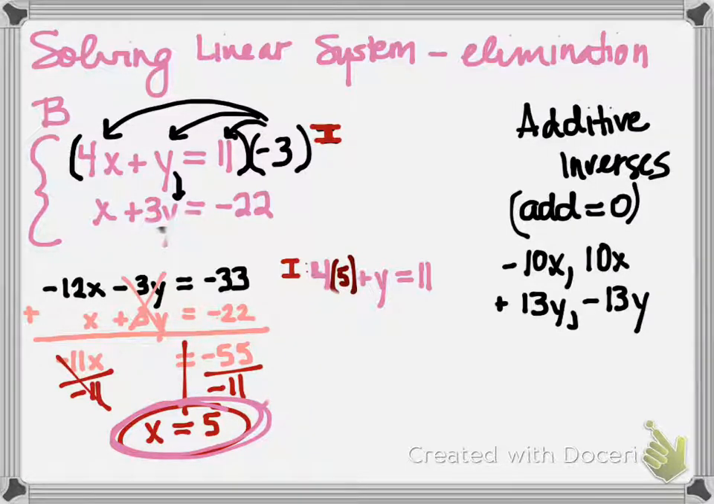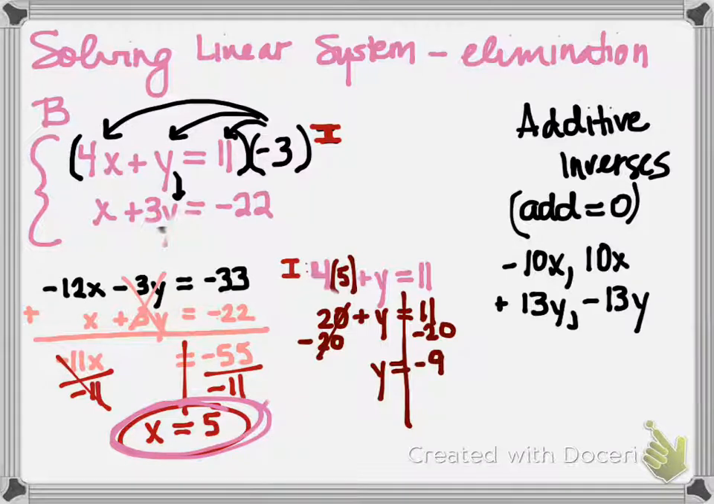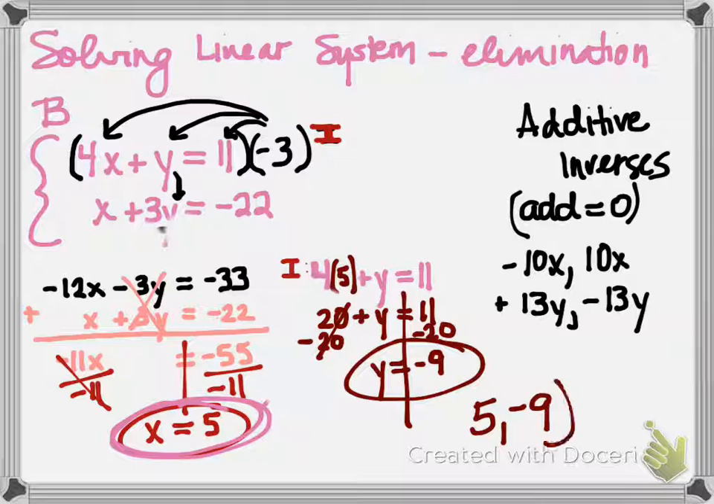All right, so 4 times 5 is 20, plus y equals 11. Right now that 20 is being added to y, so I will subtract it, because that is the inverse operation to adding 20. Let's see, 11 minus 20 is negative 9, maybe? I hope so. Hope I did it right. So my final answer is 5, -9. X always goes first. Ka-chow.